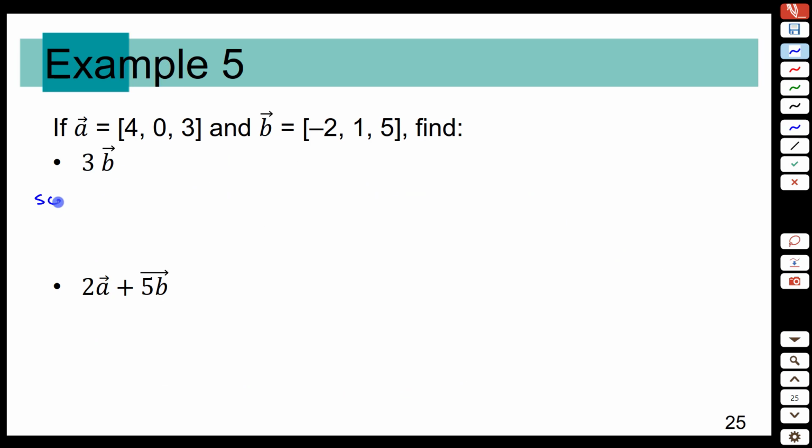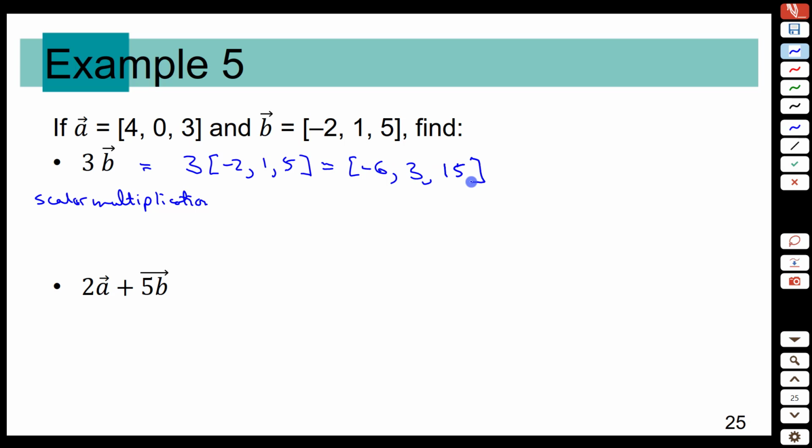If we're looking at scalar multiplication, then 3 times the vector B is equal to 3 times the vector -2, 1, 5. And we can essentially distribute that 3 into all the components. So we end with minus 6, 3, and 3 times 5 is 15.